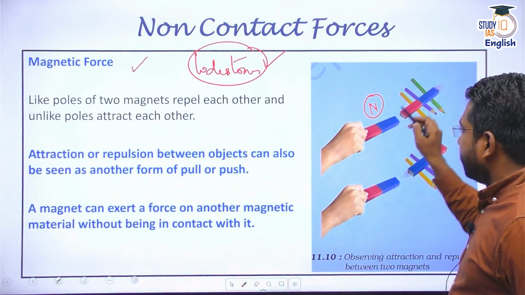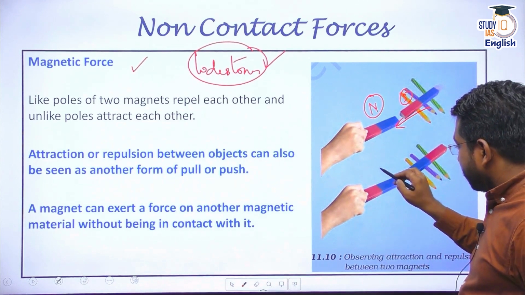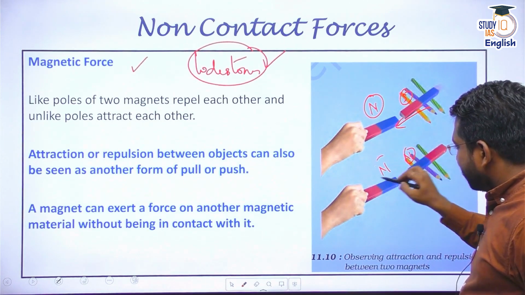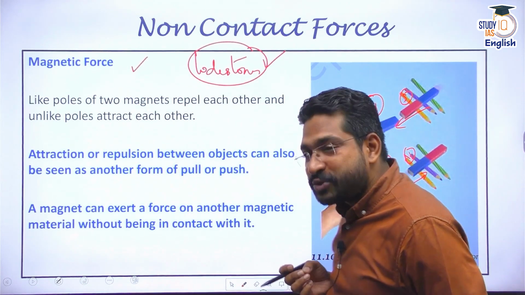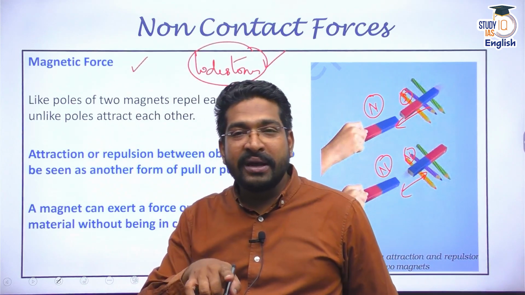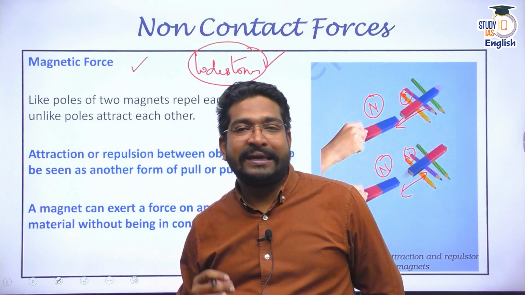Now, what is going to happen? If this is south pole, it is going to pull it. And if both of these are north pole, then these are going to repel each other. That means there is some sort of a force which is acting on another body, but remember, this is without any contact. There is no need of contact here.